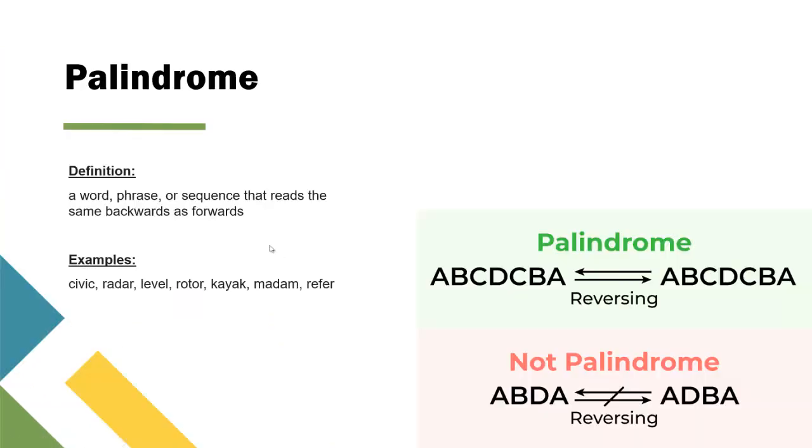First, let us look at what a palindrome is. The definition of a palindrome is a word, phrase or sequence that reads the same backwards as forwards. For example, the word civic is read as CIVIC both forwards and backwards.